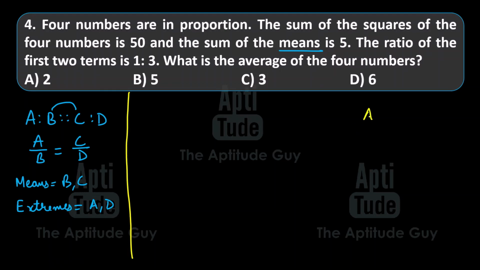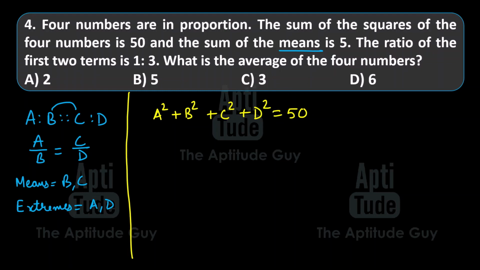Sum of the squares is a square plus b square. But square of the sum is a plus b whole square. They both are two different things. So be very careful while writing the equations. So sum of the squares of the four numbers is 50. So we have a square plus b square plus c square plus d square equals 50.